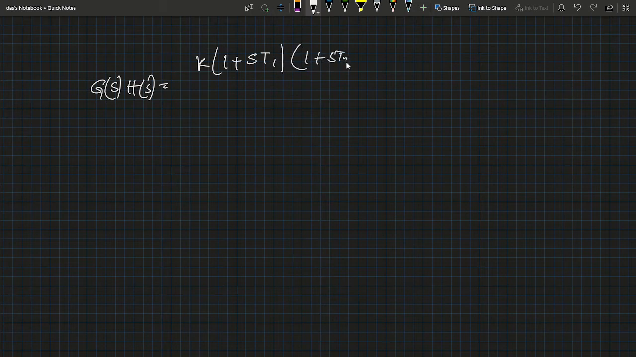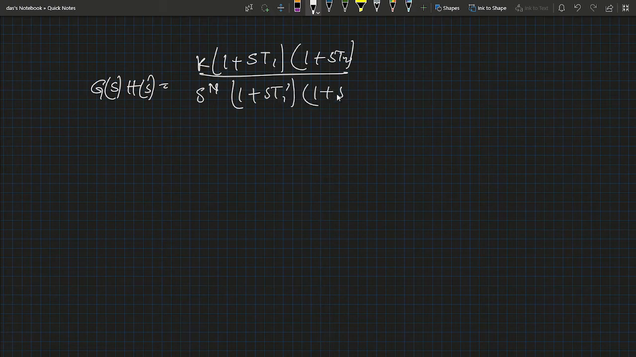G(s)H(s) is represented in a typical form: K into (1 plus sT1) into (1 plus sT2), divided by s to the power n, the order of the pole, into (1 plus sT1 dash) into (1 plus sT2 dash). So here K is known as the open loop gain or forward path gain.